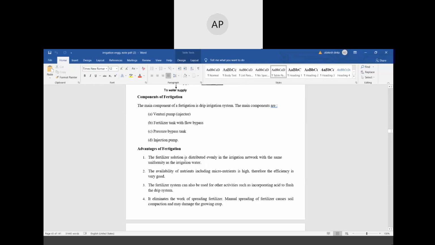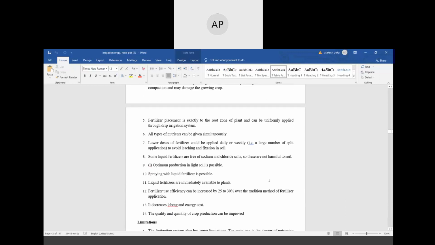The fertilizer solution is distributed evenly in the irrigation network with the same uniformity as the irrigation water. The availability of nutrients, including micronutrients, is high. Therefore, the efficiency is very good. Next, the fertigation system can also be used for other activities such as incorporating acid to flush the drip system. It eliminates the work of spreading fertilizer. Manual spreading of fertilizer causes soil compaction and it may lead to damage of the growing crop.